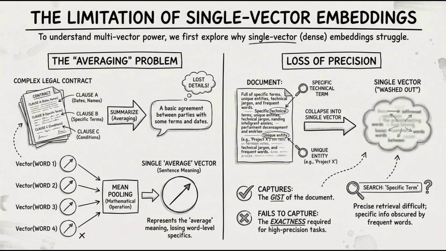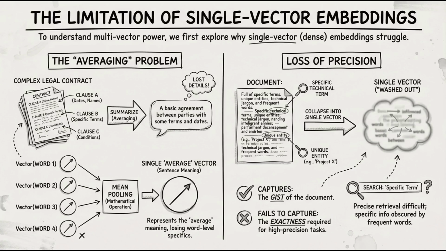Think of it like trying to summarize a 60-page legal contract into a single sentence. No matter how hard you try, you're inevitably going to lose the specific clauses, the exact dates, and the names. Standard embedding models do something very similar. They take the individual vectors for every word in a document and perform a mathematical operation, like averaging them, to create one single vector that represents the overall theme. This is known as mean pooling.